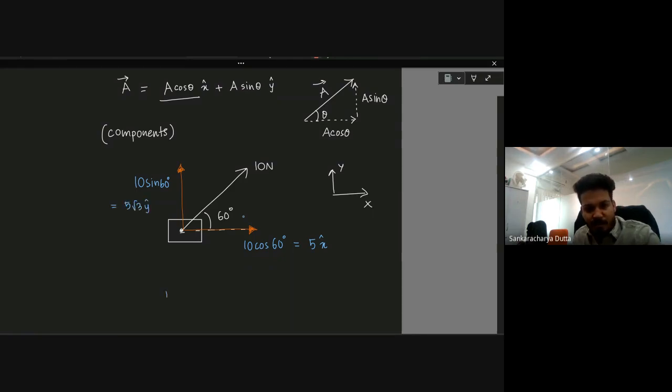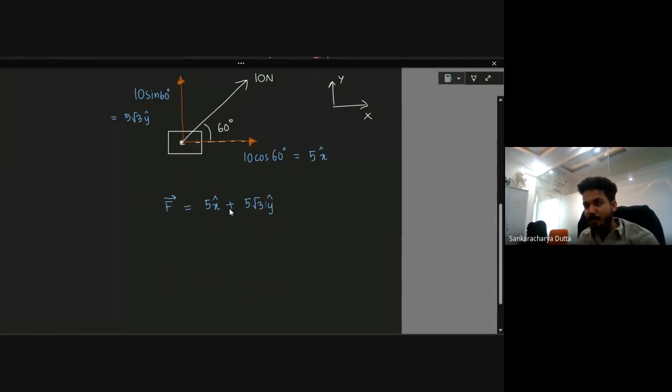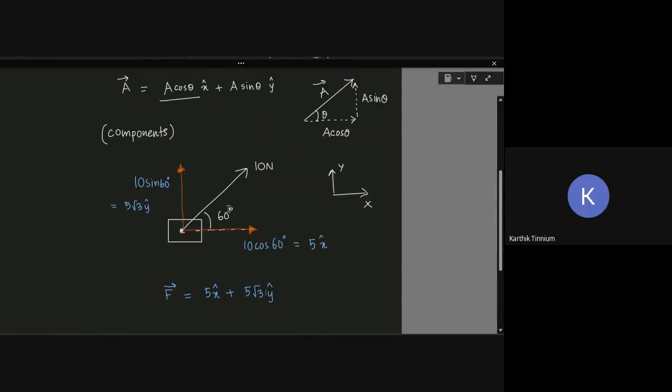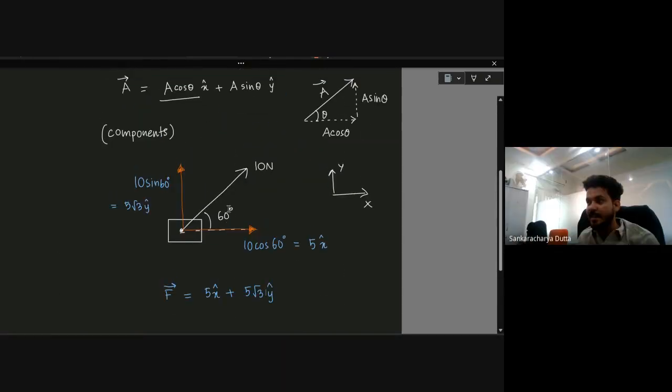So how do you represent the force in the algebraic format? You say it is 5 x cap plus 5 root 3 y cap. These are separate quantities. This is how you represent the vector that is given in the graphical format into the coordinate format or the algebraic format. x cap and y cap are just like directions. x cap essentially means go in the x direction. y cap means go in the y direction.